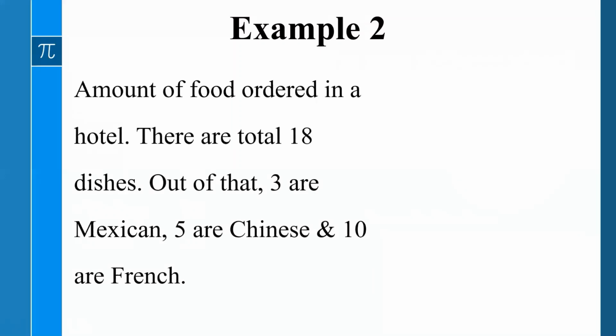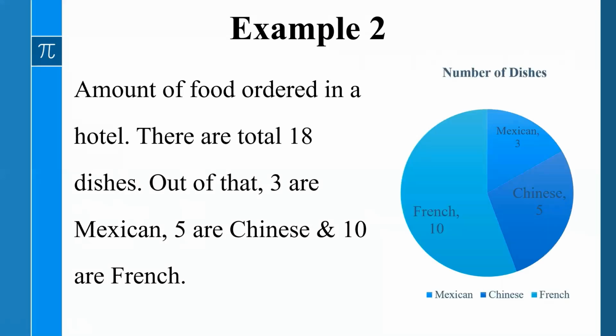Here is the amount of food ordered in a hotel. There are a total of 18 dishes. Out of that, 3 are Mexican, 5 are Chinese and 10 are French. And for the same, the pie chart will look something like this. Now, let me show you the calculation of how we can represent the data in the form of a pie chart.